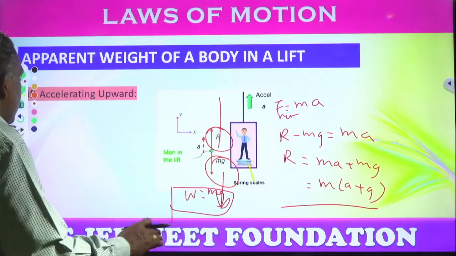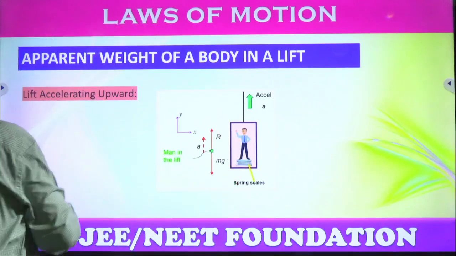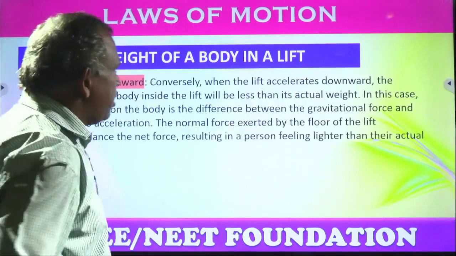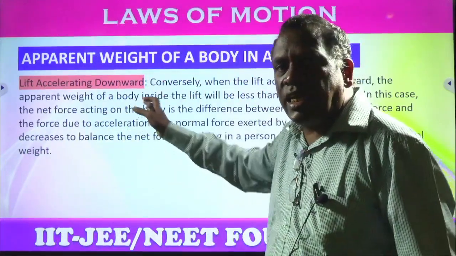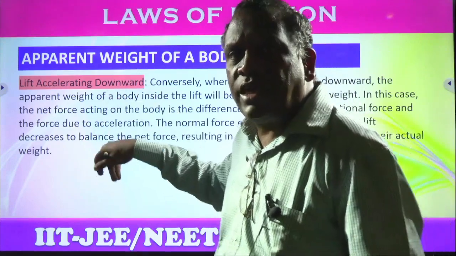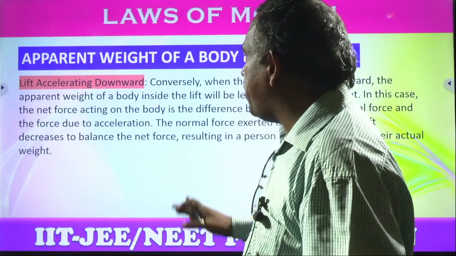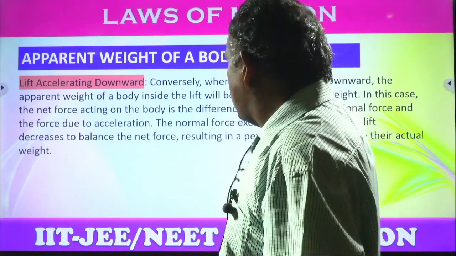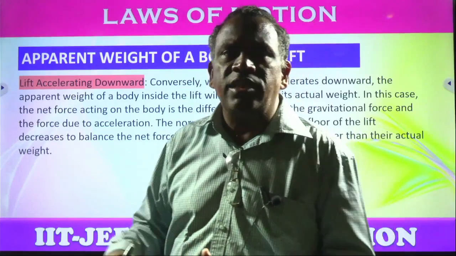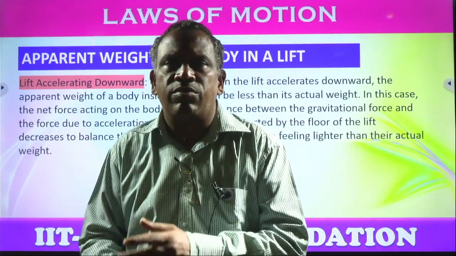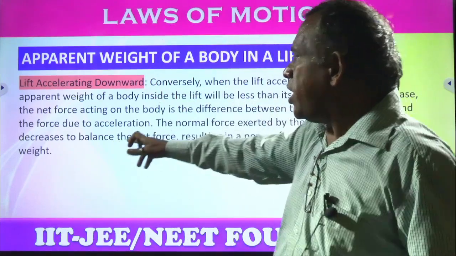So this is one case for the apparent weight of an object placed in a lift. The next case is when the lift is accelerating downwards. So what will be the apparent weight? This is just the converse of the earlier case. When the lift is moving downwards, the apparent weight will be less than the actual weight.